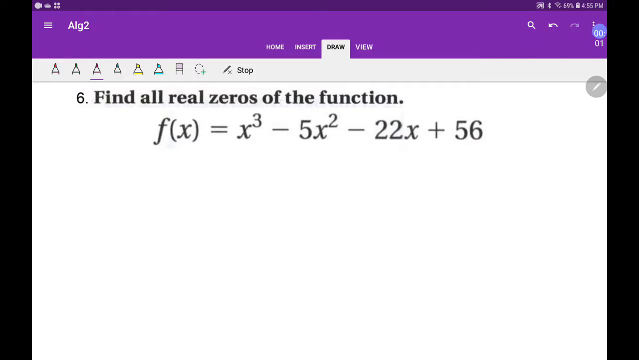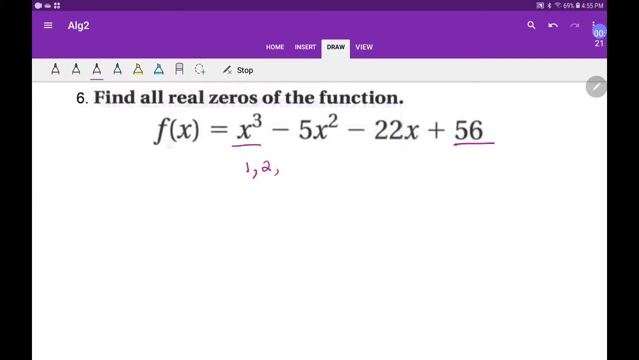So this time, they do not give us a 0. They want us to find all the zeros. And it's clear that we're going to have to guess at our first 0. But we have the ability to know what the possible zeros could be, and they are the factors of 56.